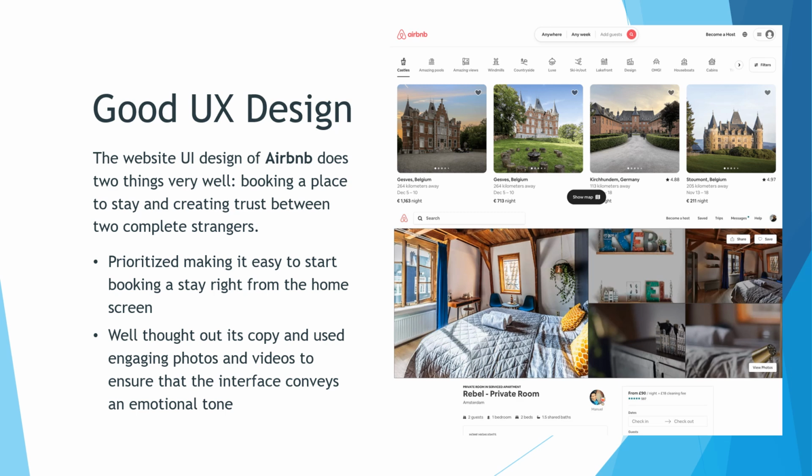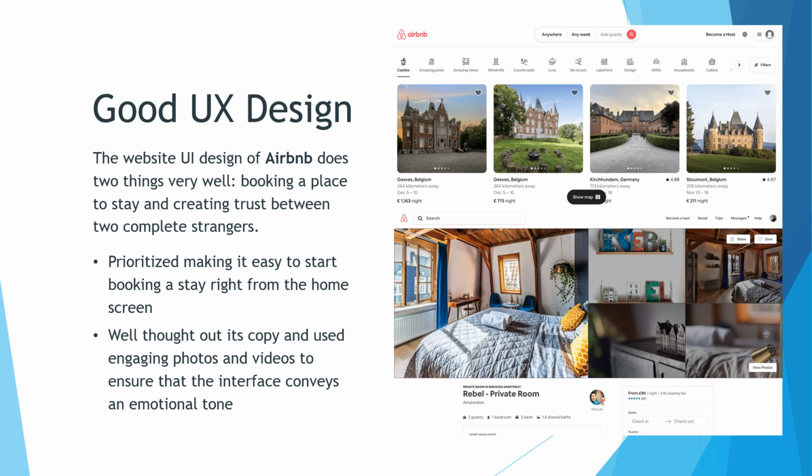Now, although they've gone through some different transitions, Airbnb does a couple of things really well. It thinks about, okay, what is it that people come to their website to do? And it makes it prominent on their website. So it prioritizes making it easy to start a booking, because that's what people come to do. They come to actually book a place to stay, and it creates that trust between the person that's booking it and the person that is the owner of the Airbnb.